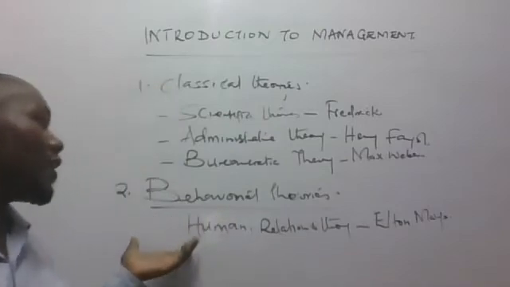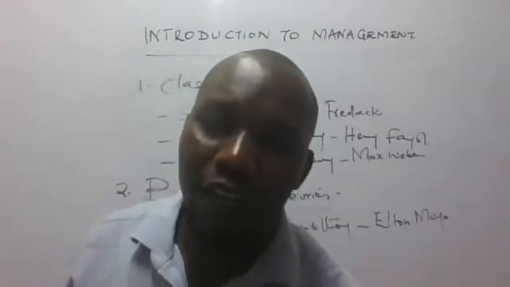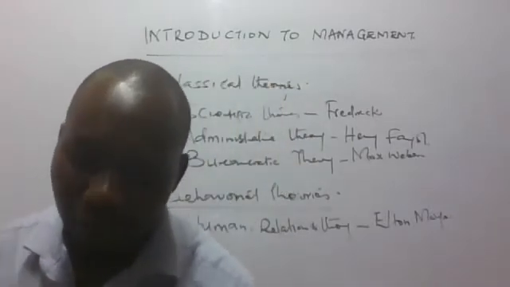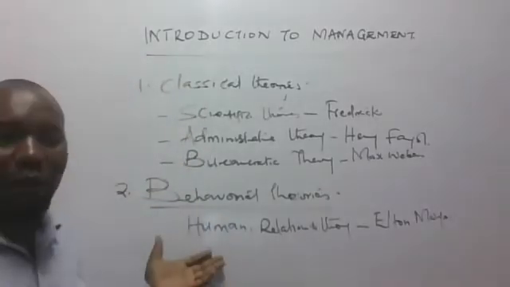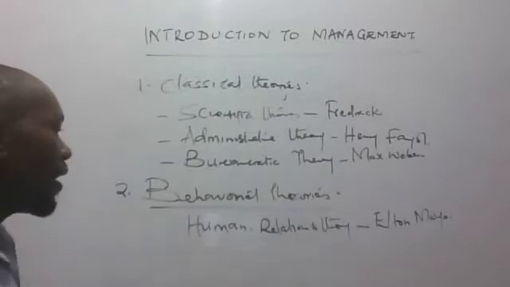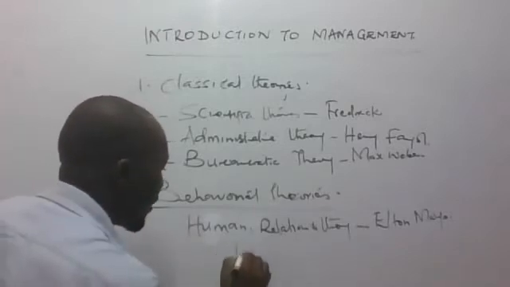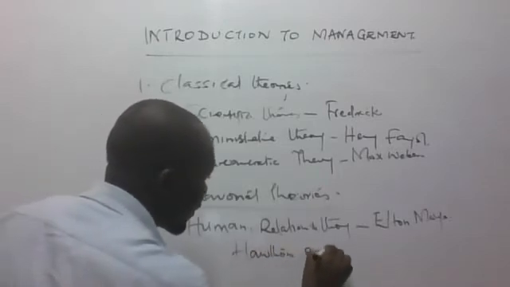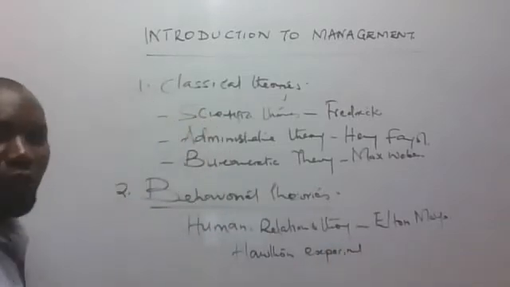So these theories were trying to focus on behavior and the relationship between management and the staff. So that is the first one. And of course, Elton Mayo did some experiments. The common experiment that Elton Mayo did is called the Hawthorne experiment. So these guys were so much focused on human beings.